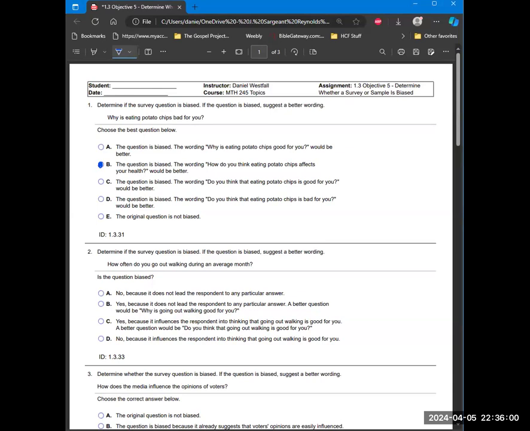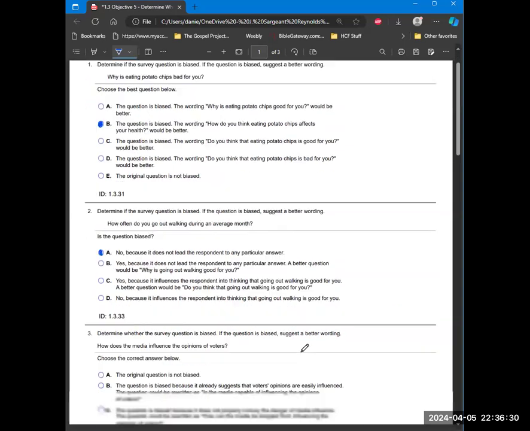So now let's look at number 2. Determine if the survey question is biased. If the question is biased, suggest better wording. How often do you go out walking during an average month? No, that's not a biased question. It does not lead the respondent to any particular answer. So that's A. It's a good example of a question.